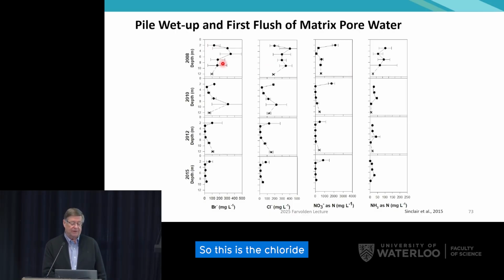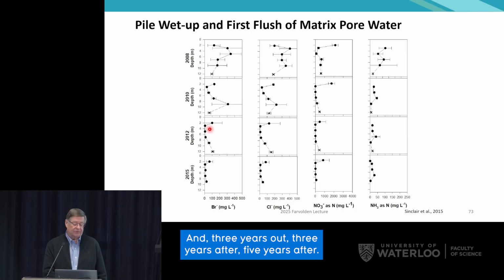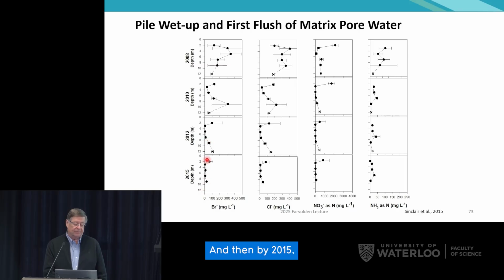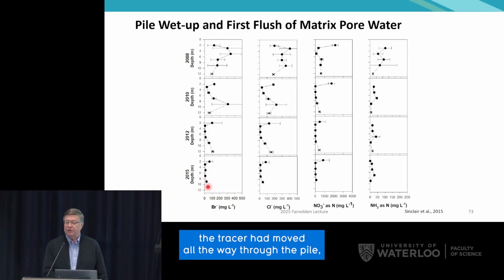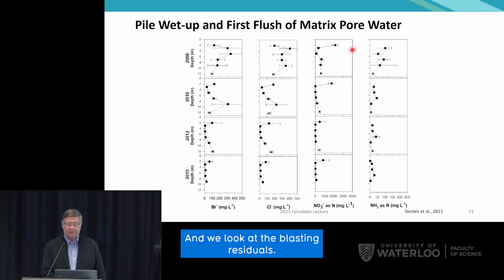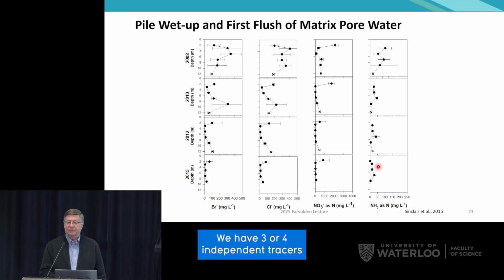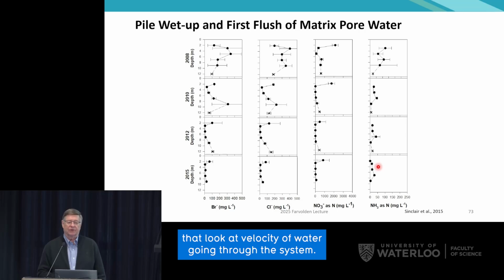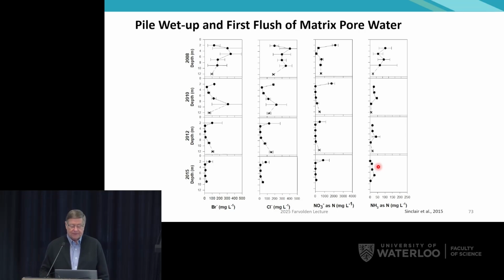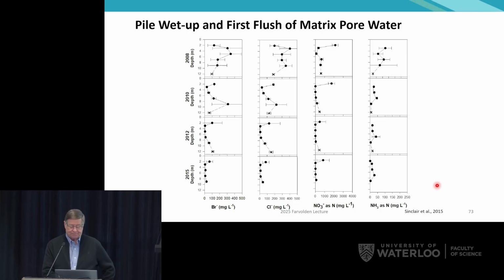So this is the chloride from the year after the tracer test started, then 3 years after, 5 years after, and then by 2015, the tracer had moved all the way through the pile. In addition, that's bromide. We see the same thing for chloride. And if we look at the blasting residuals, we can see them also migrating through the pile. So we have 3 or 4 independent tracers that look at the velocity of water going through the system. So this is work that was presented by Sean Sinclair.